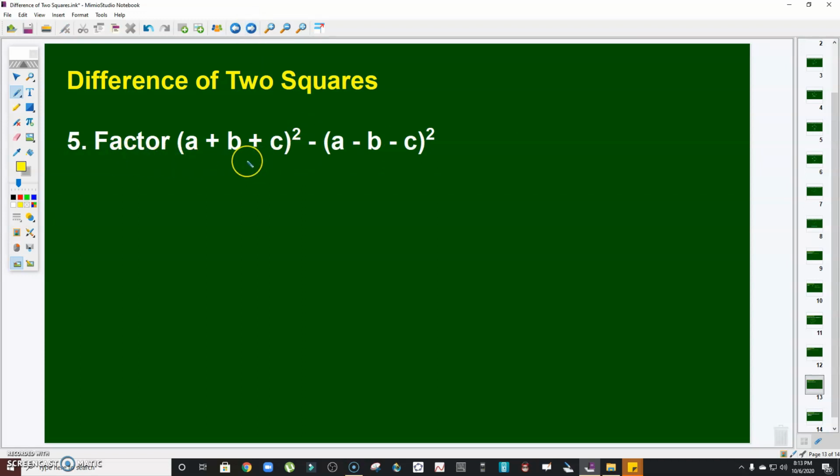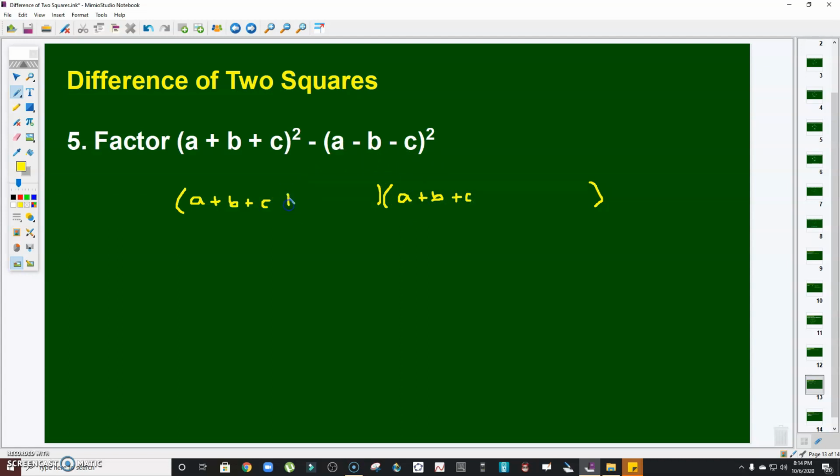Example number 5. Factor the quantity a plus b plus c, squared, minus the quantity a minus b minus c, squared. So how are you going to do this? Same procedure. This one is the product of sum and difference of two terms. For the first term, if you get the square root of this one, the square just goes away, so this one is just a plus b plus c. I'll just copy it here. Can you follow? I hope so.